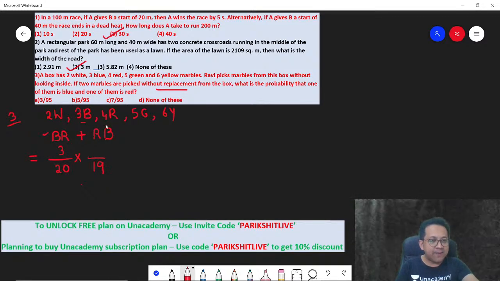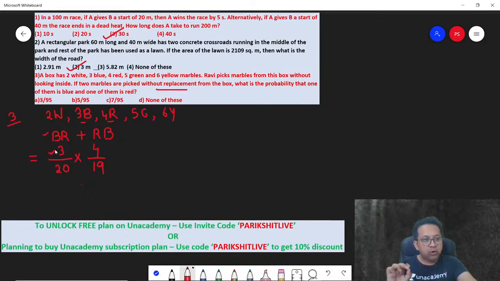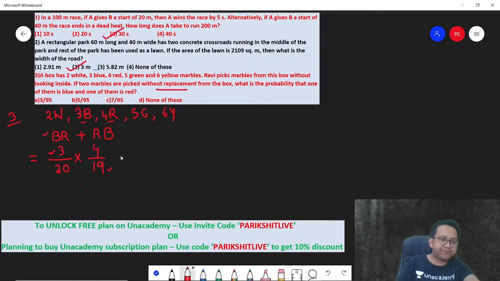How many red are there? 4. Remember, the first one was a blue one. So the count of blue decreased by 1, and hence the total marbles also decreased by 1. It is 19. But the number of red continues to remain 4 only.